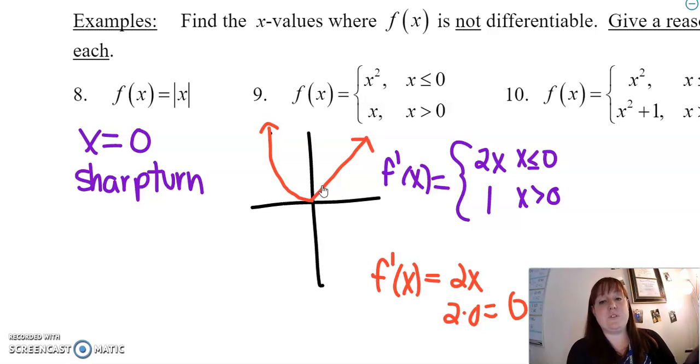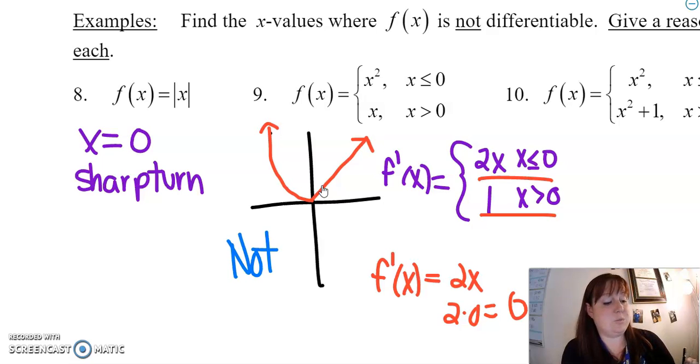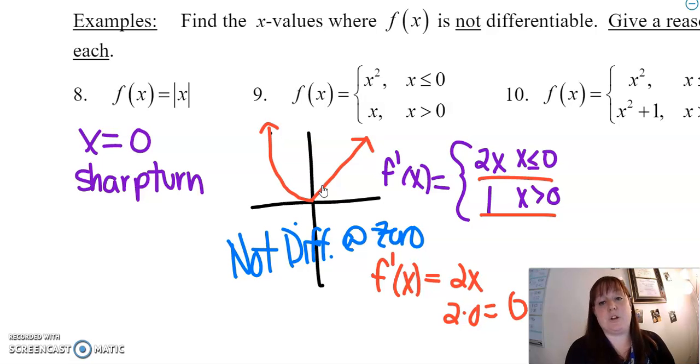Do you see how the derivative of this function is not equal to the derivative of this function at that point? Therefore, this is not differentiable at 0 because there's a sharp turn. We know there's a sharp turn because the derivatives are not equal.